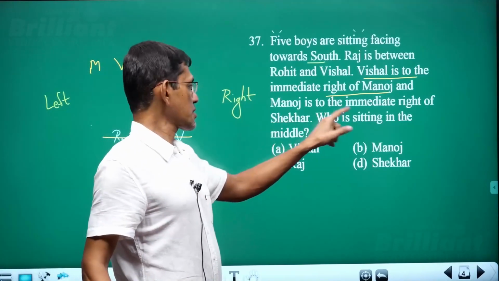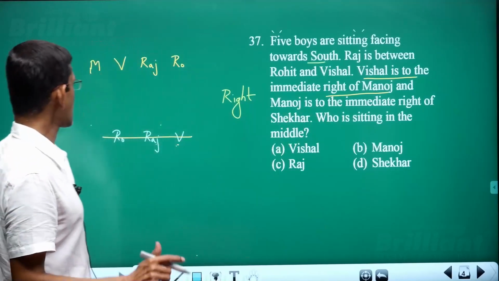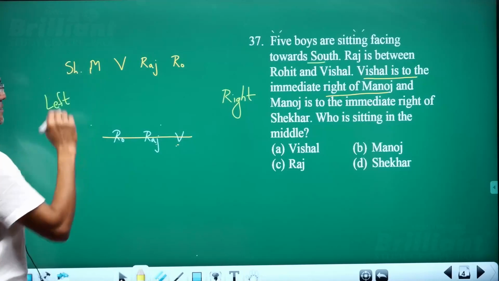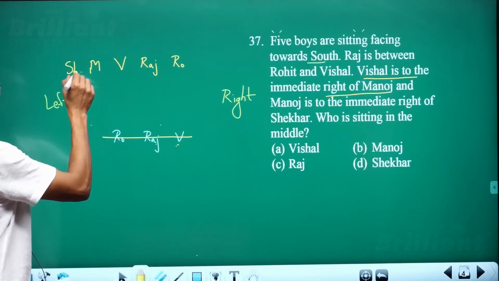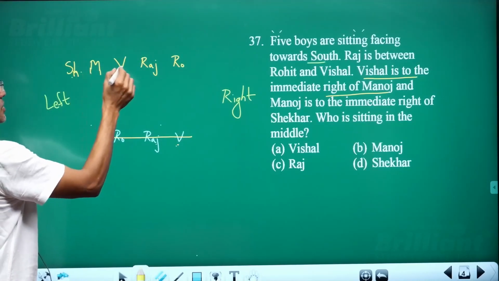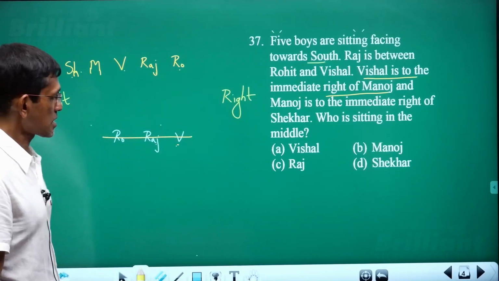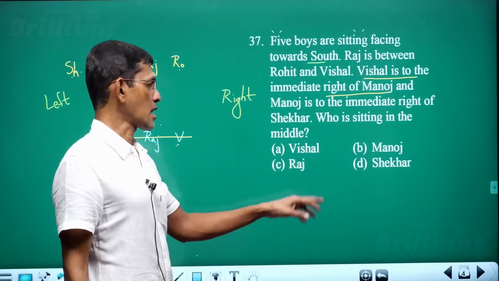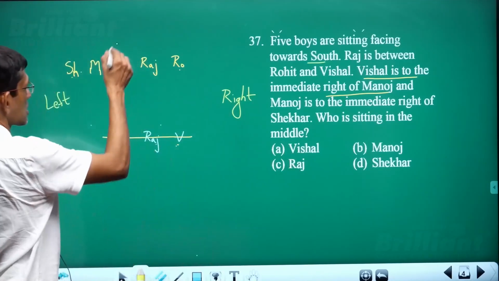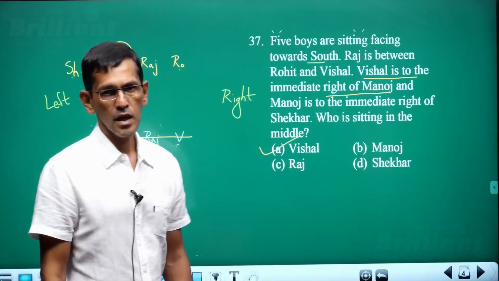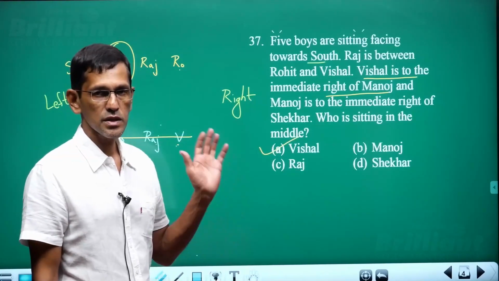Okay, and Manoj is to the immediate right of Shekhar. So this Manoj is to the immediate right of what? Shekhar. So Shekhar is here. So ultimately we have Shekhar, Manoj, Vishal, Raj and Rohit. That's how it is. Then the question: who is sitting in the middle? Well, sitting in the middle is Vishal. So the answer is Vishal.